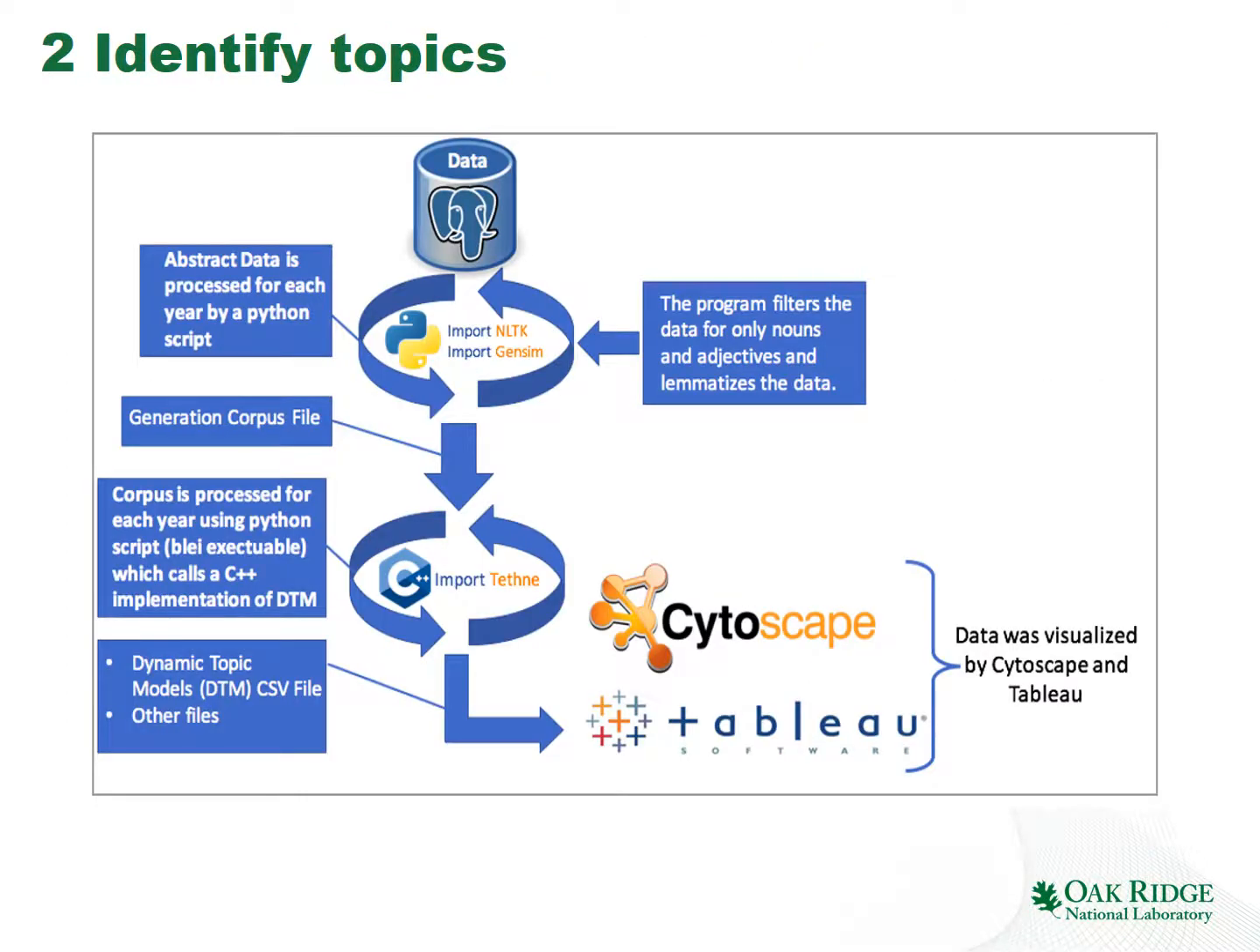Next, to identify hidden topics within this enormous publication corpus, we implemented dynamic topic modeling, which is an extension to LDA, which stands for Latent Dirichlet Allocation. We implemented a Python wrapper around a C++ original implementation by Dr. Blei, and then visualized the outputs using Tableau.